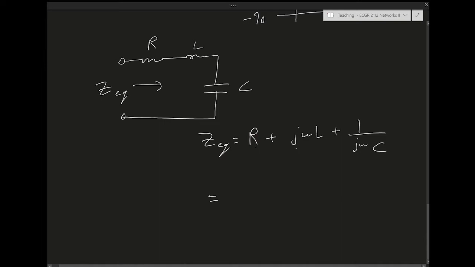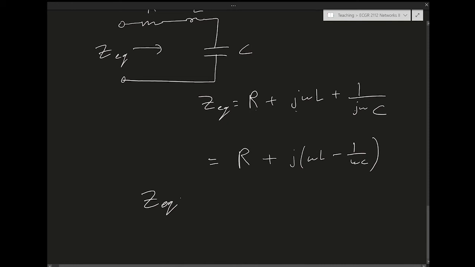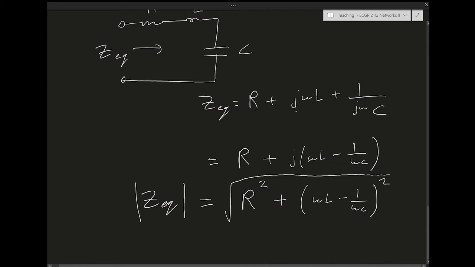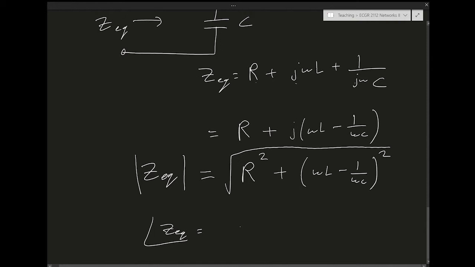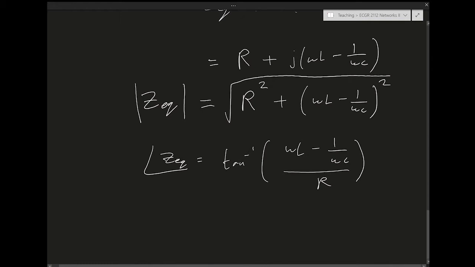Actually, what we could do is say this Z equivalent equals R plus, take J upstairs. So this becomes minus J, so this becomes J times omega L minus 1 over omega C. This is one complex number. So this is easy to do. So the Z equivalent magnitude is going to be the square root of R squared plus omega L minus 1 over omega C, squared. And what about the phase of Z equivalent? The phase of Z equivalent is the angle, right? So it's tan inverse of omega L minus 1 over omega C, over R. That's what it is essentially.